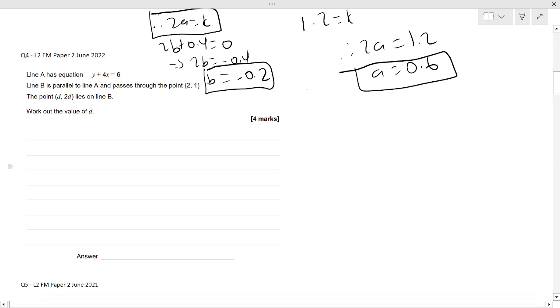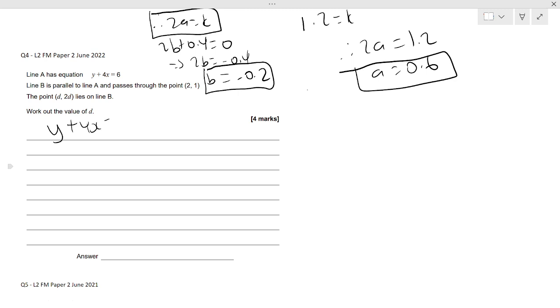Okay, so this sort of question, just break it down, do it line by line. We're given an equation for A, and we're told B is parallel to A. So therefore, I can work some out already. If I know two lines are parallel, that means their gradients are the same. So I'm going to need the gradient of A. A is y plus 4x equals 6.